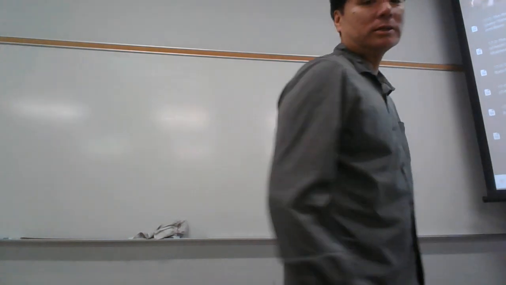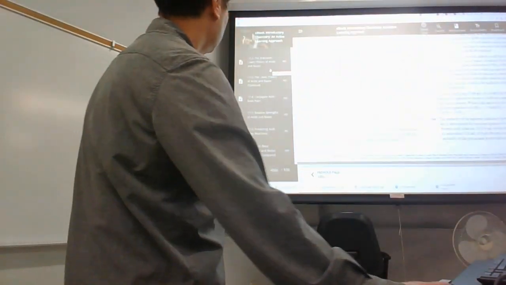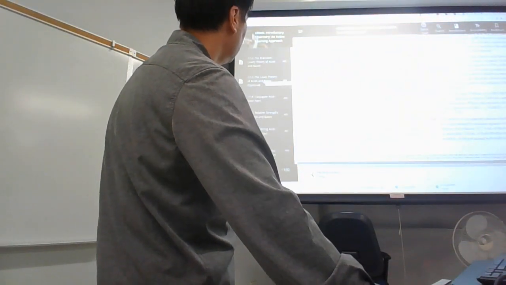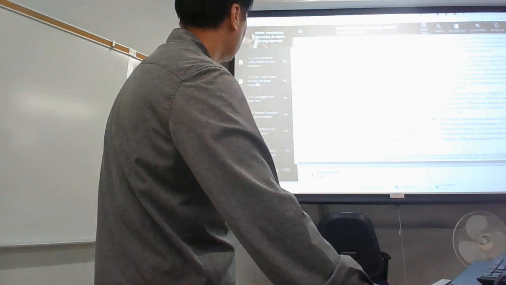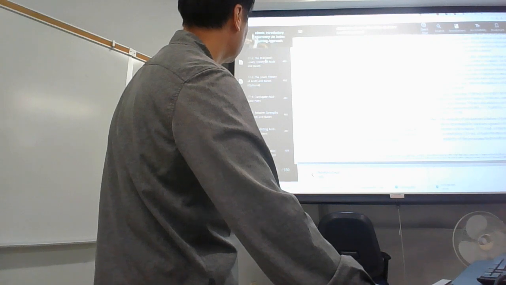For chapter 17, do you know the definitions? Arrhenius acid is H plus, Arrhenius base is OH minus. Bronsted acid is a proton donor, base is a proton acceptor. Lewis acid is an electron pair acceptor, Lewis base is an electron pair donor. This is the basic definition.